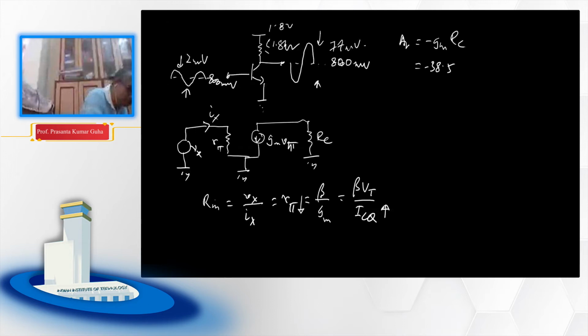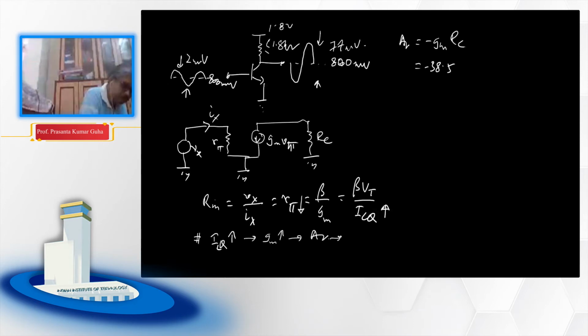Because increasing ICQ means you are basically increasing your Gm. That means you are basically increasing your gain. So in other words, if you increase your gain, your R-pi is going to decrease. That is, the input impedance is going to decrease. That is not good actually, because we want input impedance to be as high as possible for this kind of voltage amplifier circuit. But if you increase the gain, your input impedance is going to decrease.